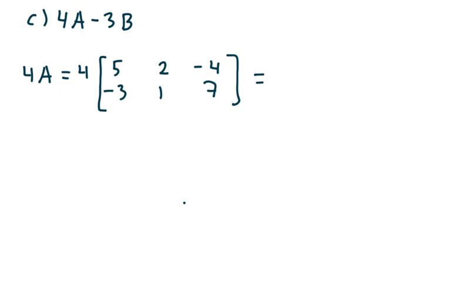And so I'm going to take the number 4 and multiply it by every entry inside matrix A. So, in other words, I'm going to get 20, 8, negative 16 for the first row. So if you notice, I took 4 times 5, that's 20. 4 times 2 is 8. 4 times negative 4 is negative 16. Now for the second row, I get negative 12, 4, 28.